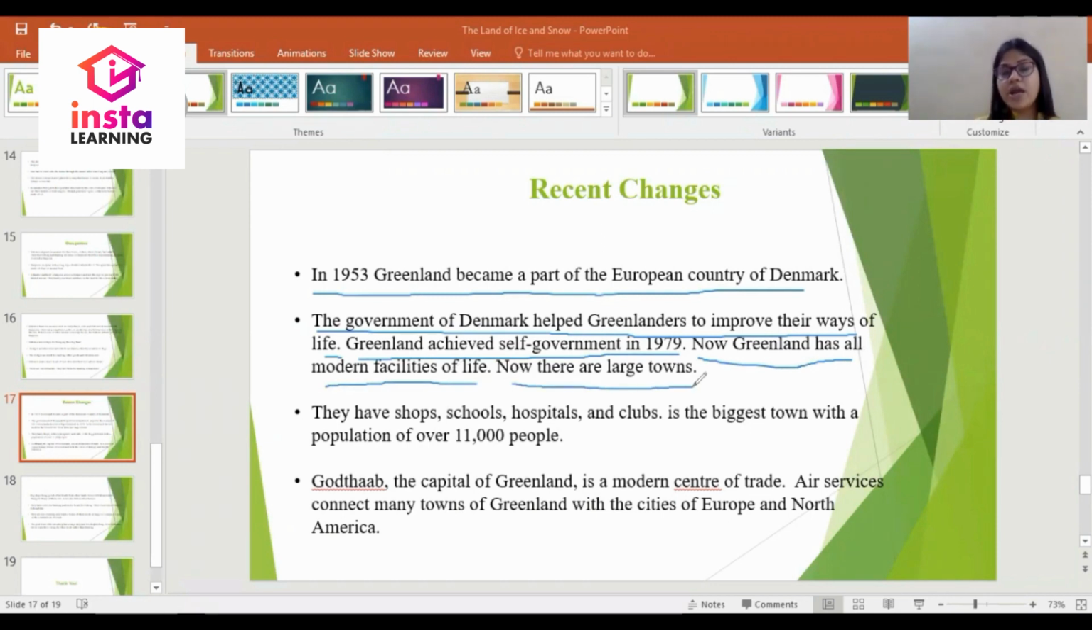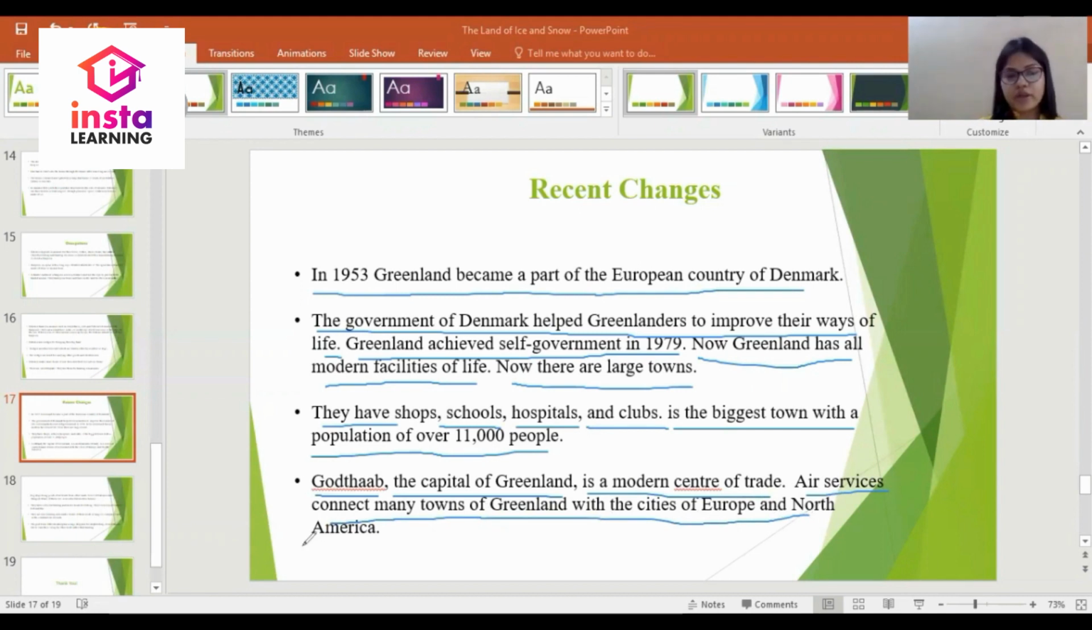Now there are large towns. They have shops, schools, hospitals and clubs. The biggest town has a population of over 11,000 people. Dear student, Godthab is the capital of Greenland. What is the capital of Greenland? Godthab is a modern center of trade. Air services connect many towns of Greenland with the cities of Europe and North America.